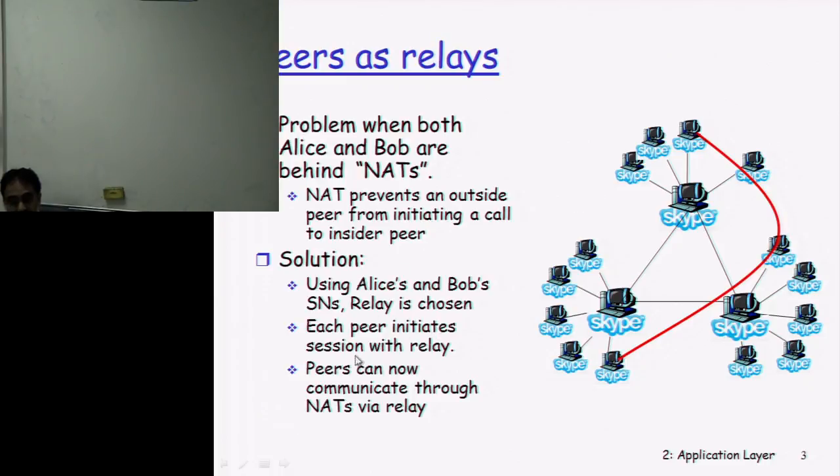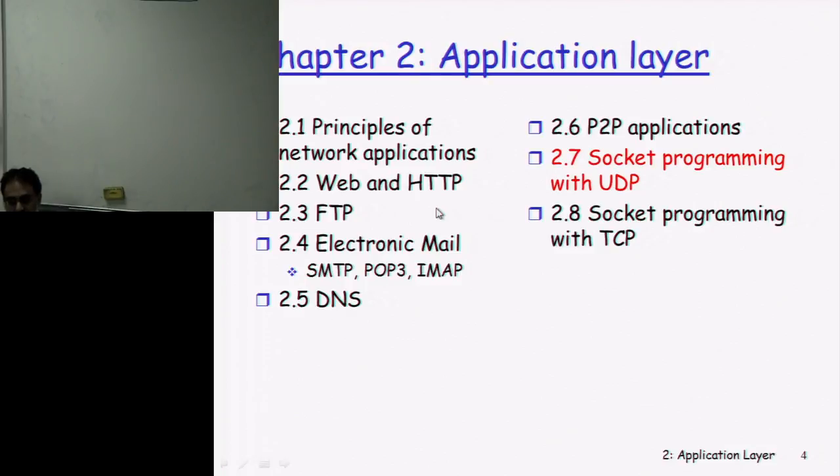Each peer initiates a session with the relay, and the relay will relay the message into their LANs, to the clients. Peers can now communicate through the NAT via the relay. They can communicate even through the NAT, but by getting the services of the relay client. So relay clients are just relaying their messages to the client inside the LANs. Okay, this is the solution provided by Skype.